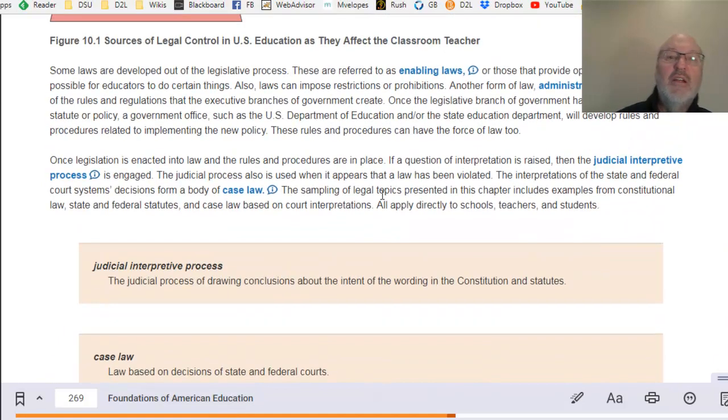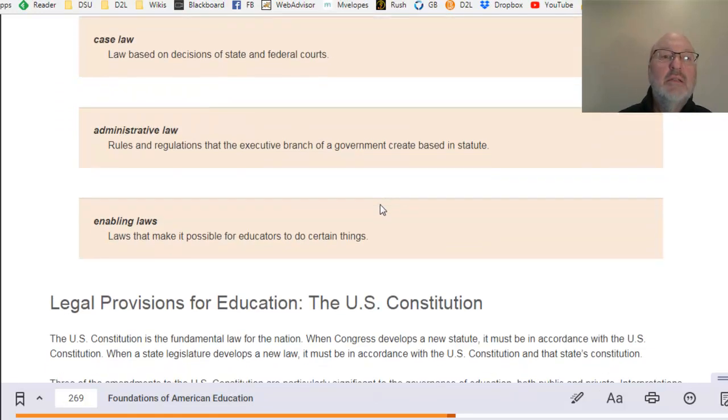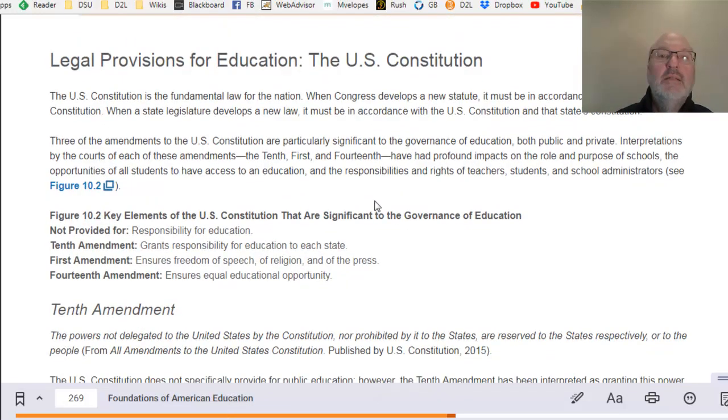So here, we're trying to lay out the groundwork of where we're going. Okay, so the legal constitution, of course, these authors tiptoe around this. The U.S. Constitution is the fundamental law of the nation, obviously. And when Congress develops a new statute, it must be in accordance with the Constitution. When a state legislature develops a new law, it's of course the Constitution and the states' constitutions.